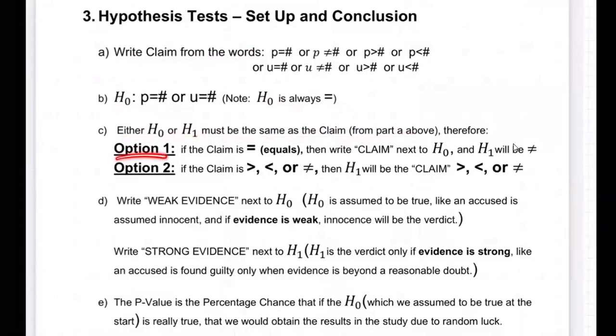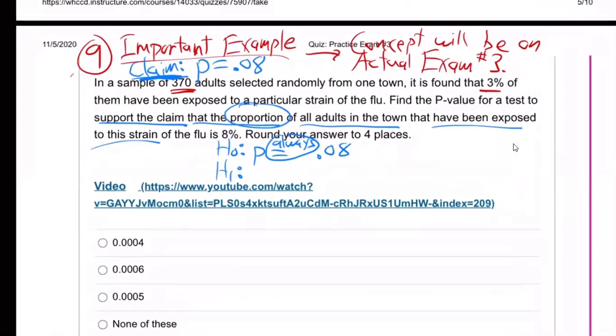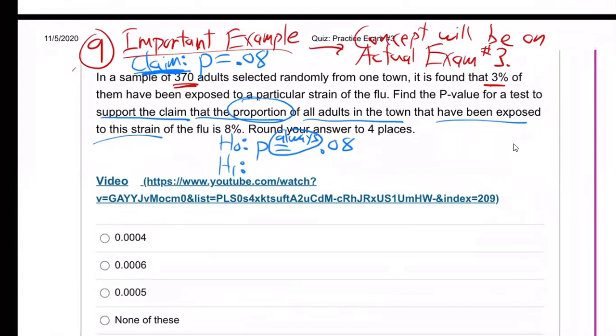So option 1, if the claim is equals, that's our situation. Our claim is equals. Then write claim next to H0, and H1 will be not equals. So see how our claim here is equals? That means what those instructions told us to do is write claim next to H0. And that makes sense, right? Because the claim matches H0. So H0 is the claim, and H1 is not equals. That's what they told us to do.